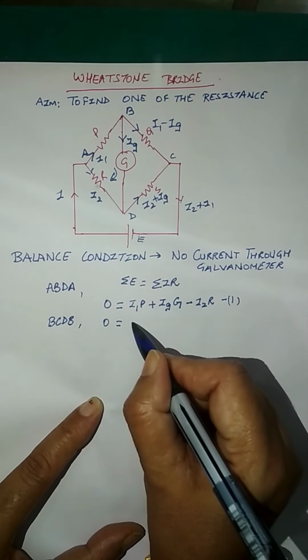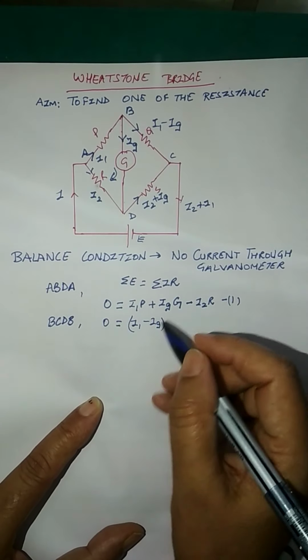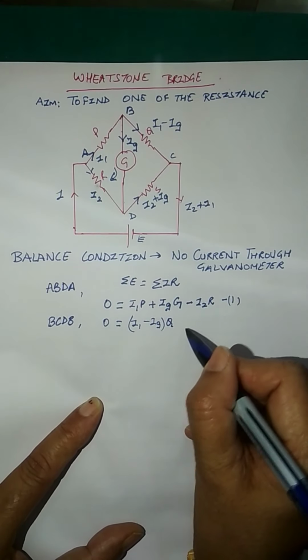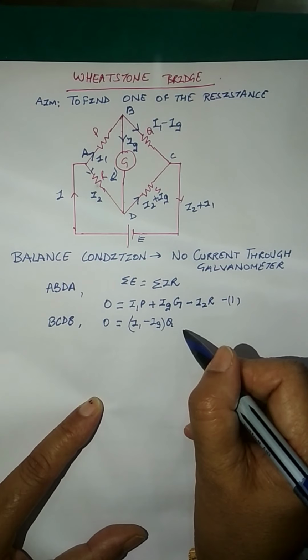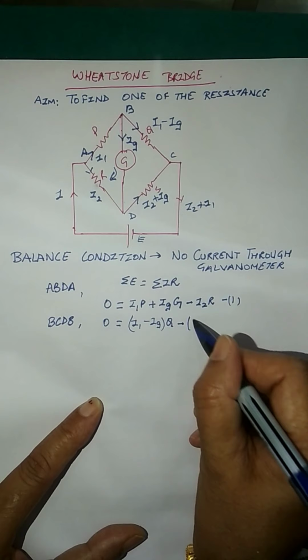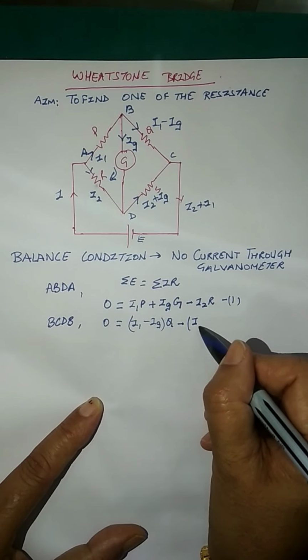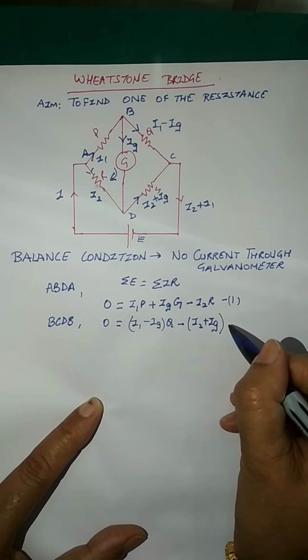So my product will be positive. So it's (I1 minus IG) into what is the resistance? Q. Alright. Now I am going into the arm CD in the direction C to D, but the direction of the current is opposite. So my product will be minus. So it will be minus I2, what's the current? (I2 plus IG). So minus (I2 plus IG) into what is the resistance?